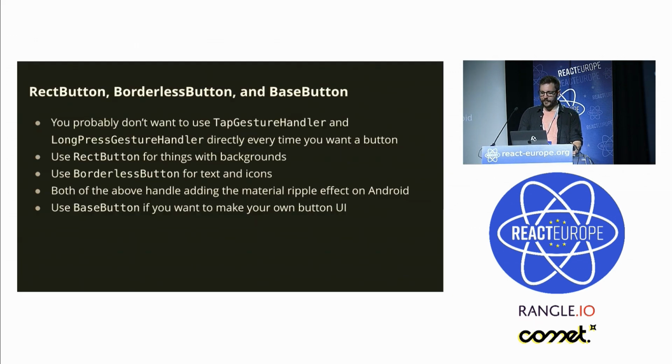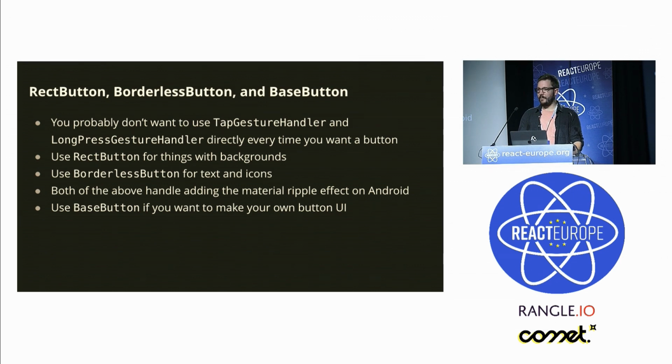So yeah, you typically don't use tap and long press for most of your buttons in your app. There might be cases where it will be useful, but typically we'll be using Rect Button for things with backgrounds and Borderless Button for things with text and icons. Like I said, they both add material ripple effect.